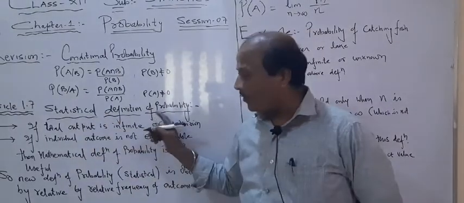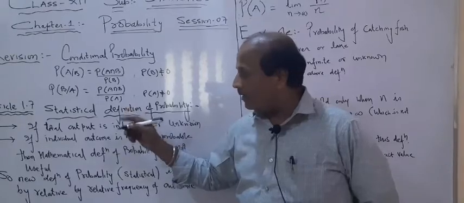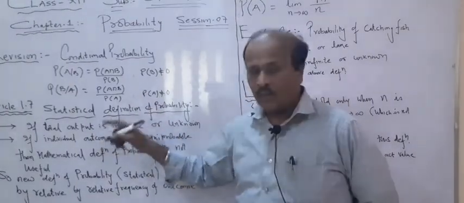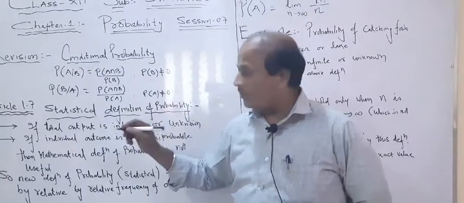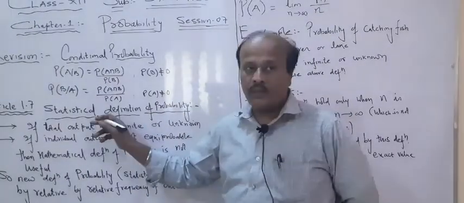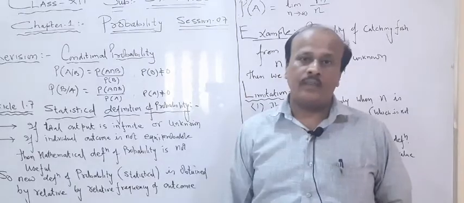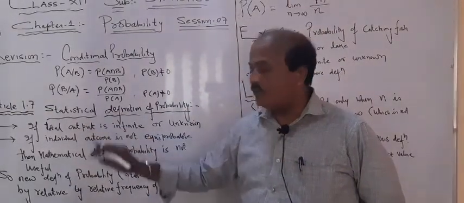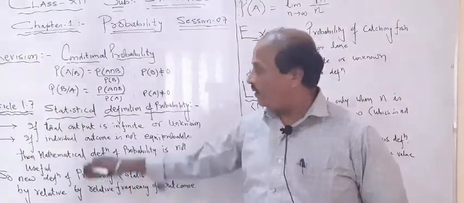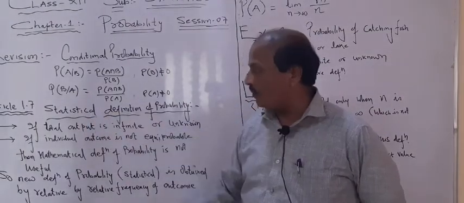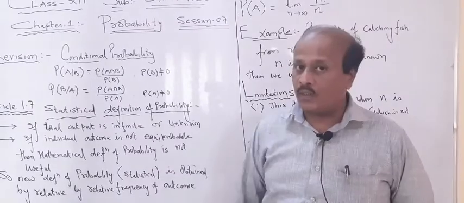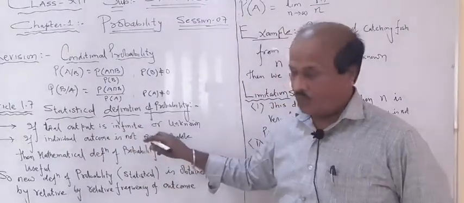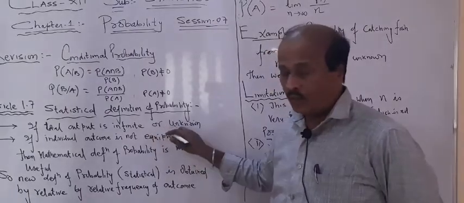When they say define the statistical definition of probability, or why we want this new topic, I'll be telling you gradually. So first of all, why do we require a new definition? Already we had a nice definition of probability. Then why do we require a new definition of probability, that is, the statistical definition of probability? So there are two conditions. If total output is very large or infinite or unknown.